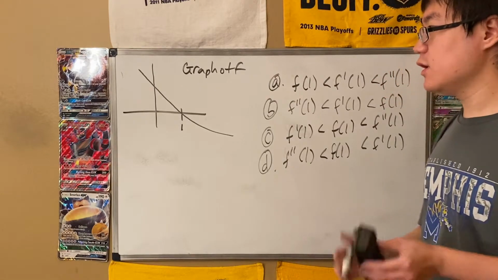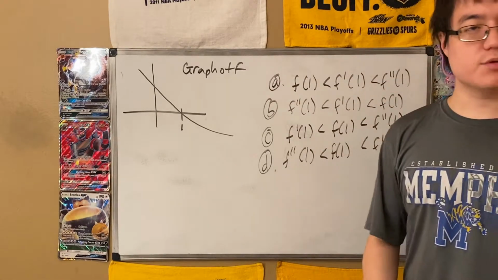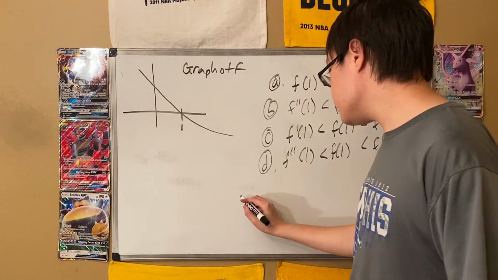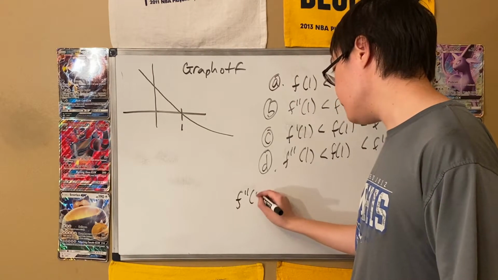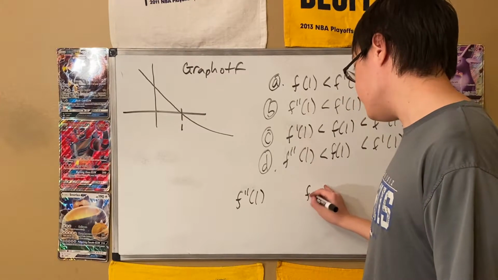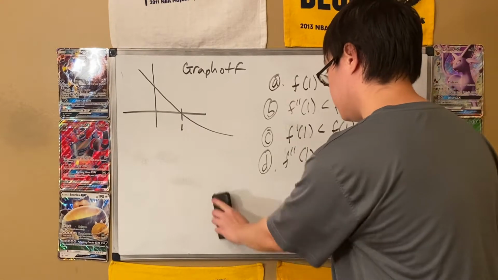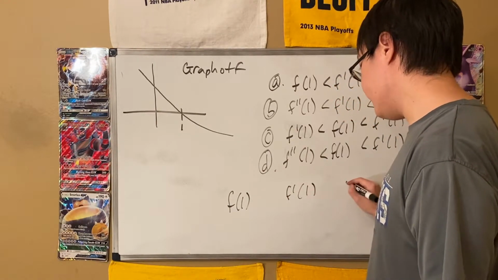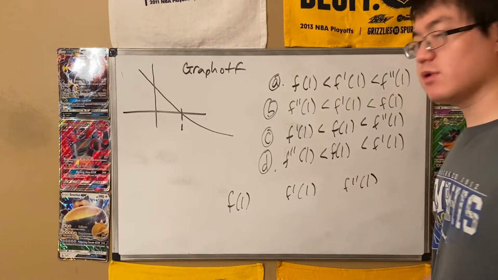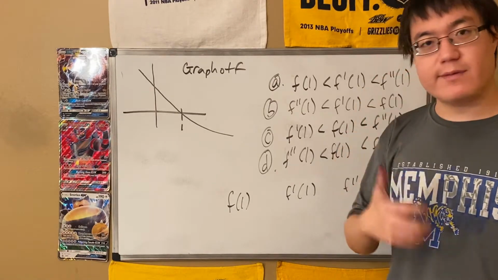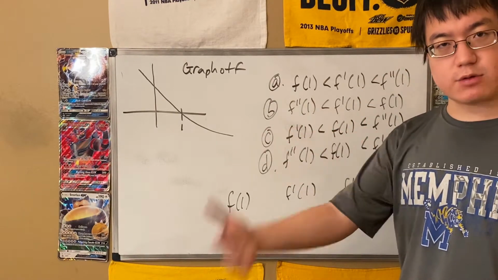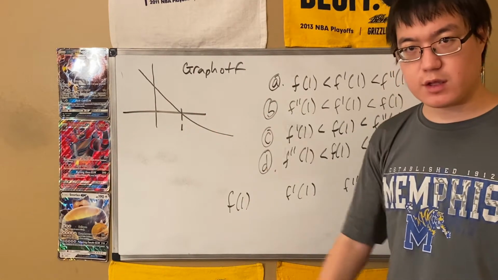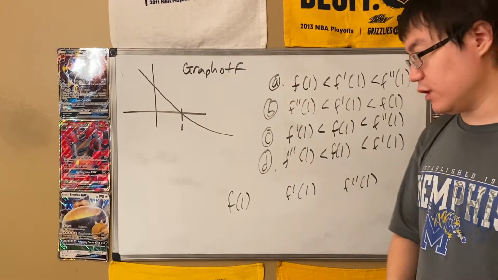So let's get started. Again, you don't even need to look at the answer choices too much as long as you know which 3 things you're trying to sort. So I'm trying to sort f double prime of 1, f prime of 1, and f of 1. We can just do them in order. And similar to the last question, one of the quantities is going to be negative, one is going to be 0, and one is going to be positive, and that's how we're going to sort it. The negative thing, then 0, then the positive thing.